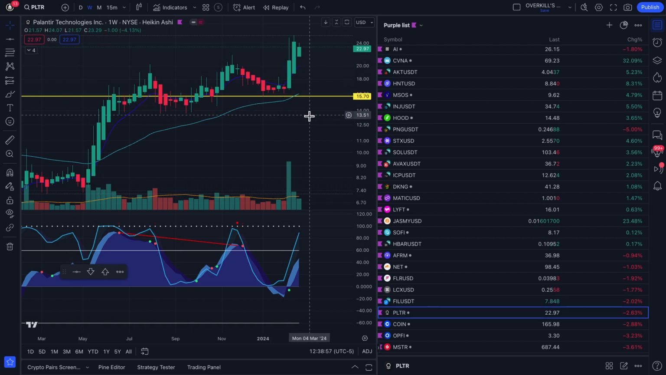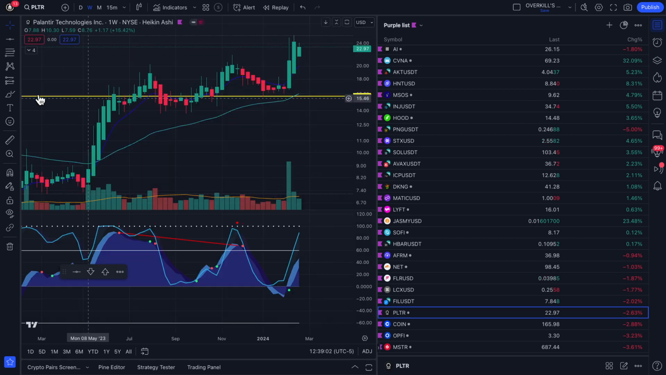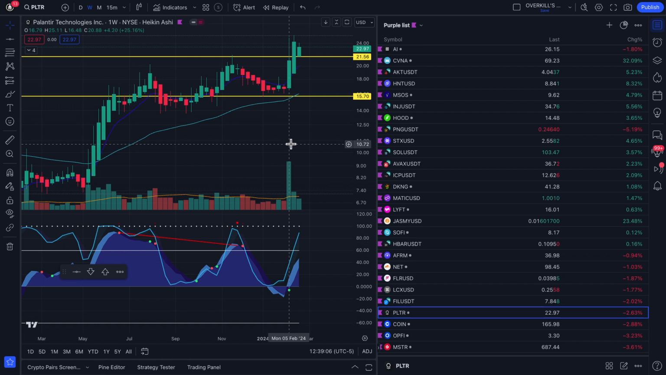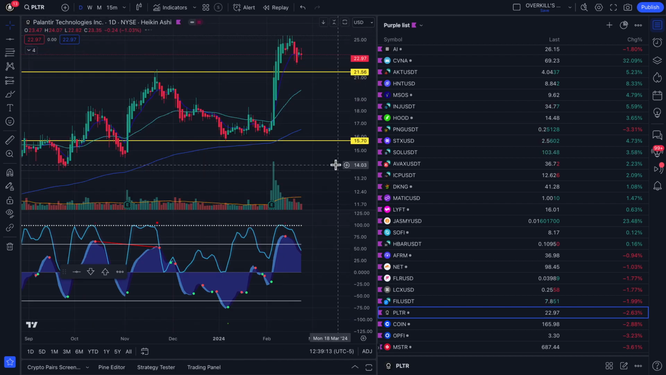Here's PLTR. This one's getting close to 100, so I'd be thinking about taking profits up here, taking a little off. Use a stop loss at 21. If it breaks 21, sell it. You could continue to ride it out if you want to continue to play that. We'll see what happens this week.